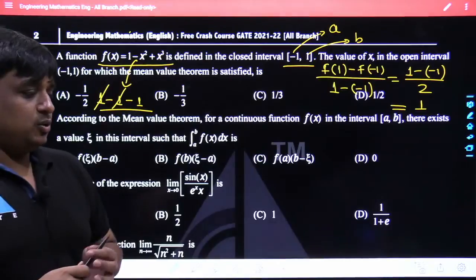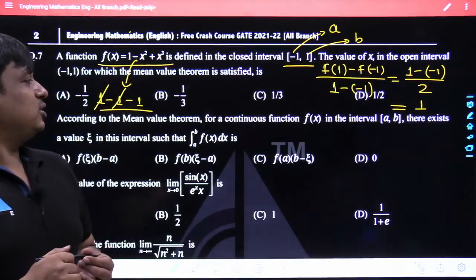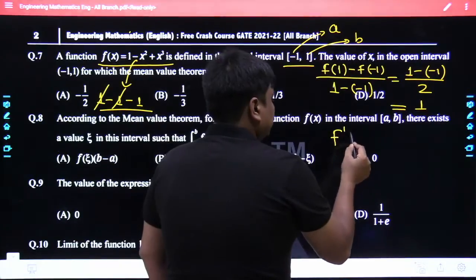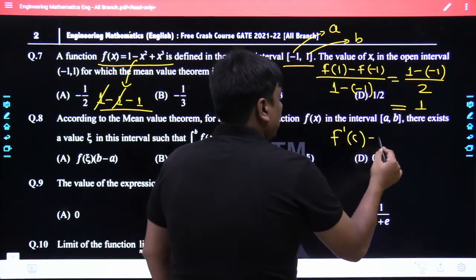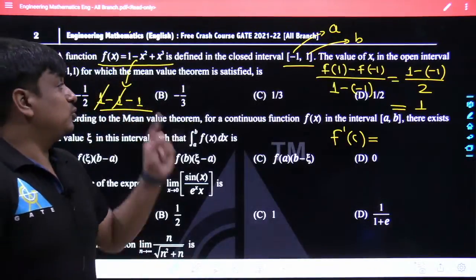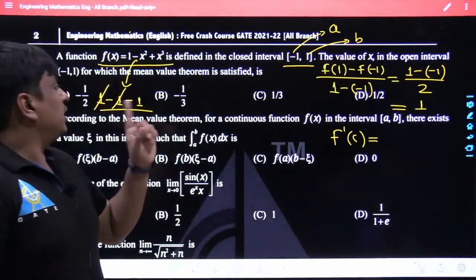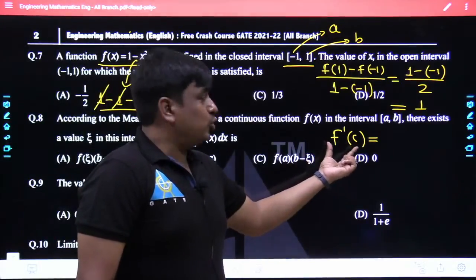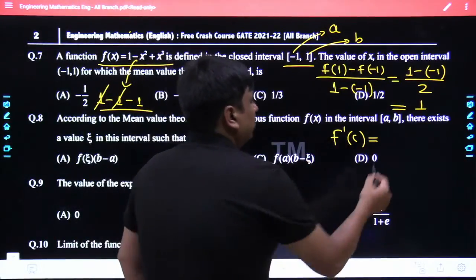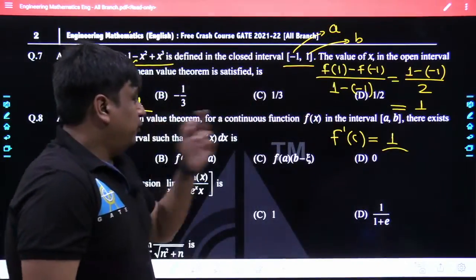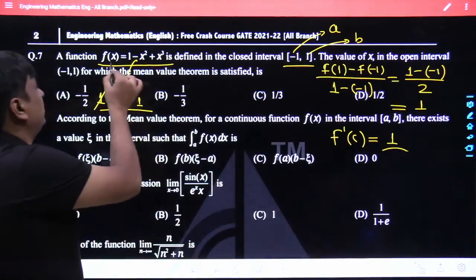Is that part clear? 2 divided by f2 is equal to 1, and as per the conclusion there would be a c within the open interval of minus 1 comma 1. Open interval means that it should not include minus 1 and should not include plus 1, such that the instantaneous slope would be equal to the average slope.